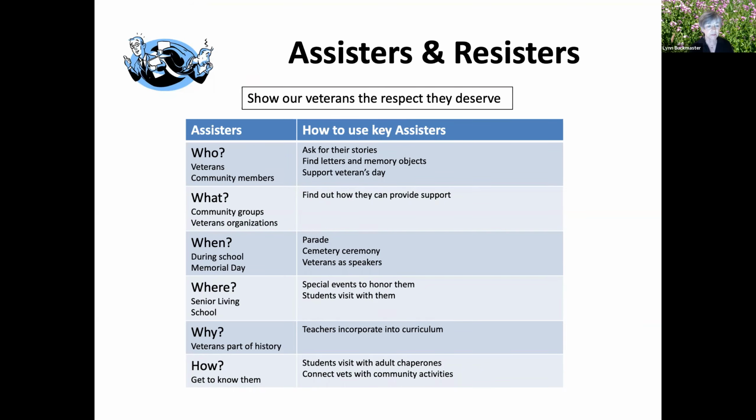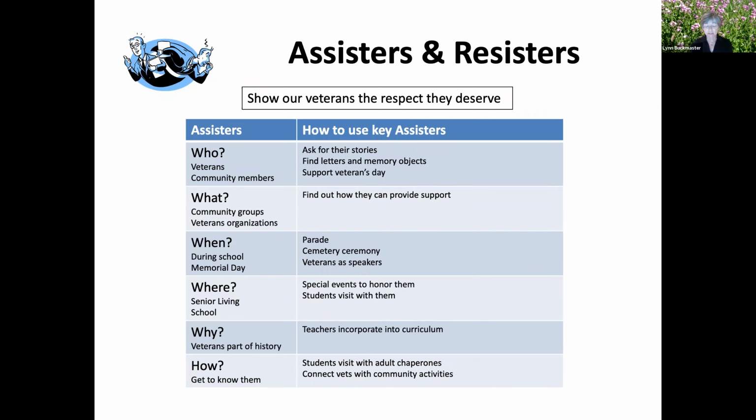So assisters, who: veterans and community members. They could ask for their stories, find letters and memory objects, support Veterans Day. What: community groups, veterans organizations you could contact to find out how they could support. When: during school or Memorial Day, you could have a parade, cemetery ceremony, veterans could be speakers. Where: senior living facilities or school, you'd have special events to honor them. Students could visit with them there.